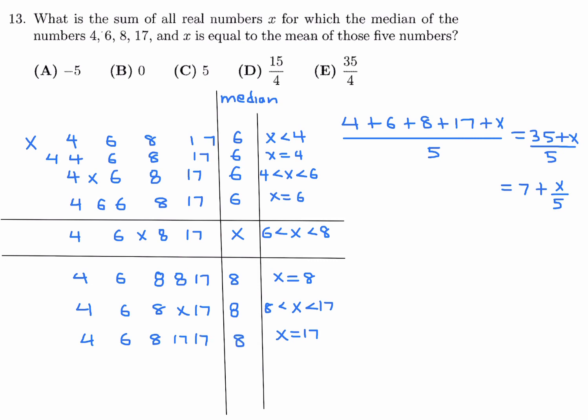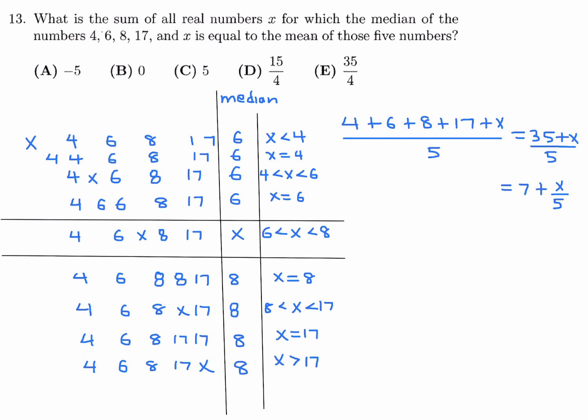The median is again 8, and then x is greater than 17. So we'd have 4, 6, 8, 17, and x. The median is again 8, I should say. Okay, so it looks like we only have 3 cases to worry about. Either the median is 6, or it's x, or it is 8.